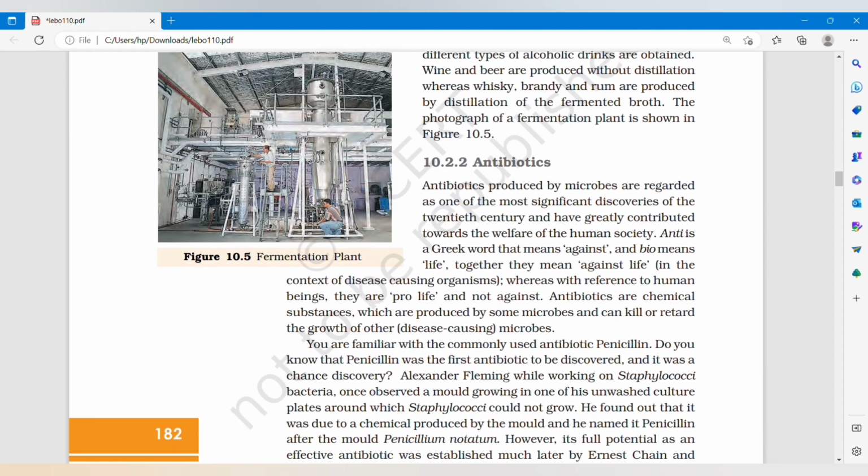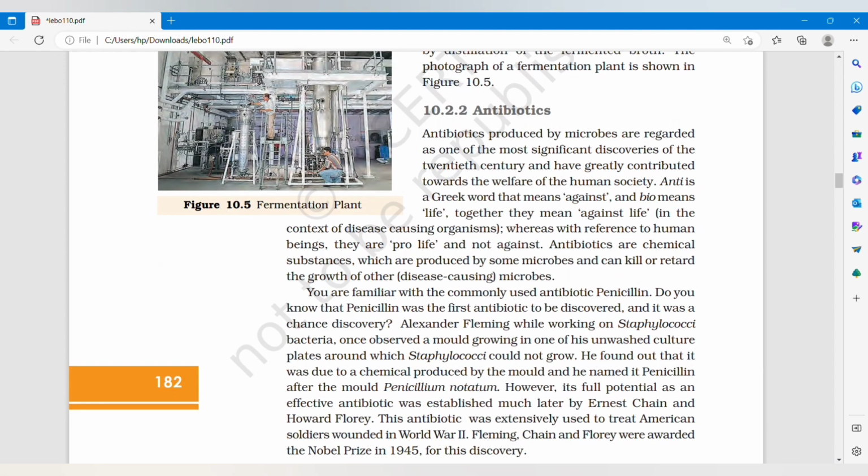Next one is antibiotics. Antibiotics produced by microbes are regarded as one of the most significant discoveries of the 20th century and have greatly contributed towards the welfare of human society. Anti is a Greek word which means against, and bio means life. Together they mean against life in the context of disease causing organisms, whereas with reference to human beings they are pro life and not against.